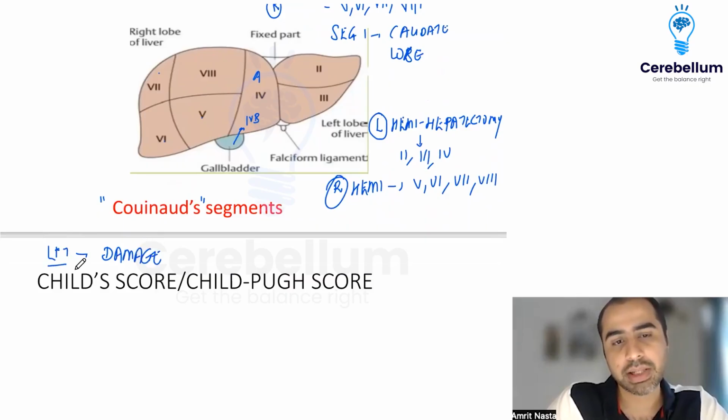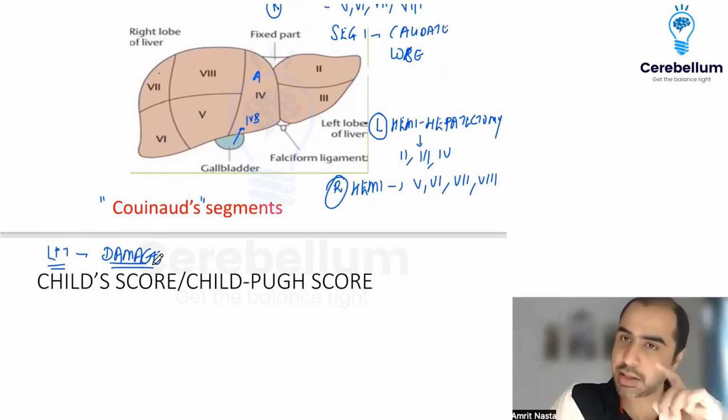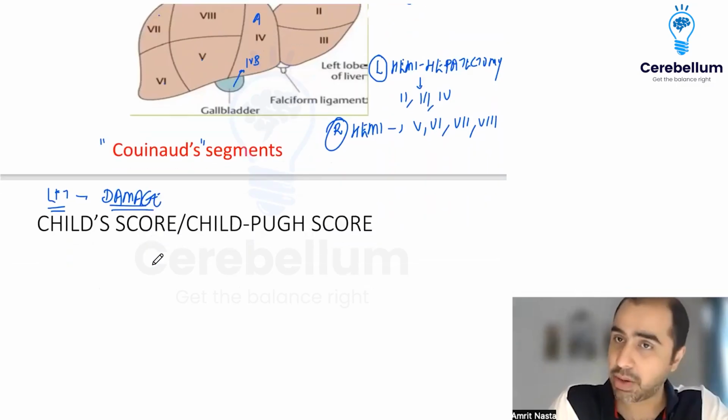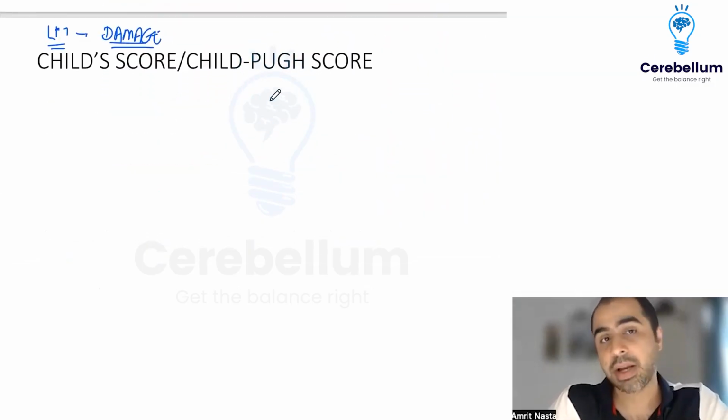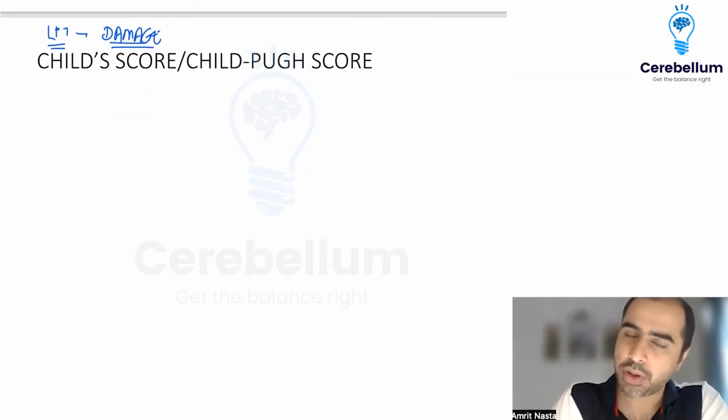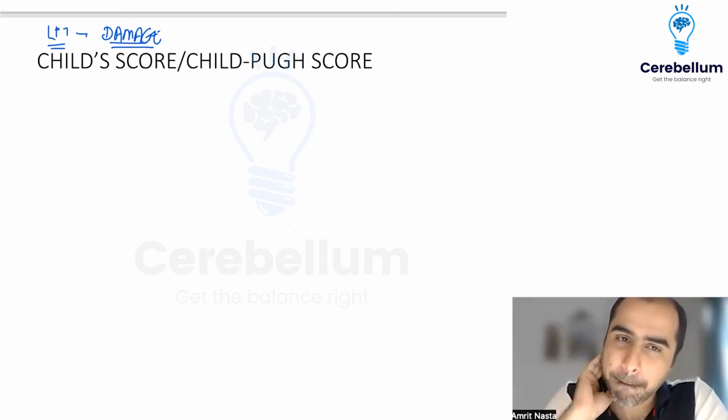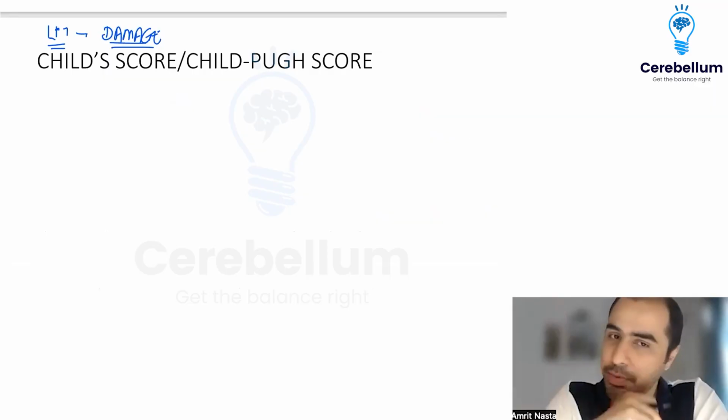Now, based on these LFTs, there is one score I can calculate. This is a PYQ. This was asked in FMG. That's called Child score. What is the use of the score? Child score का फायदा क्या है? Why do I use it? Child score or Child-Pugh score or Child-Turcotte-Pugh.